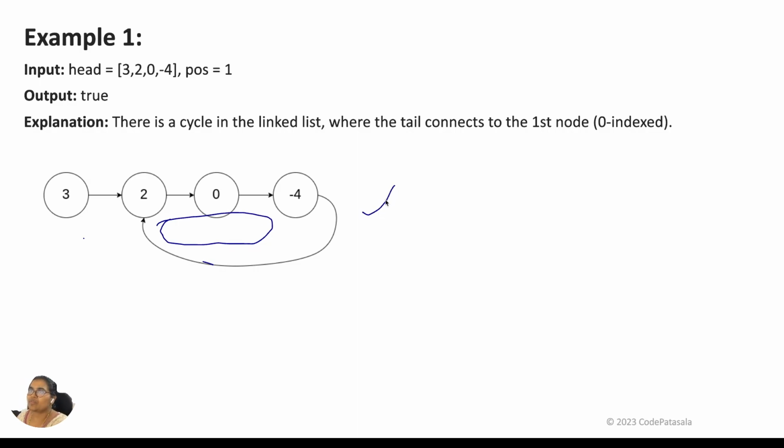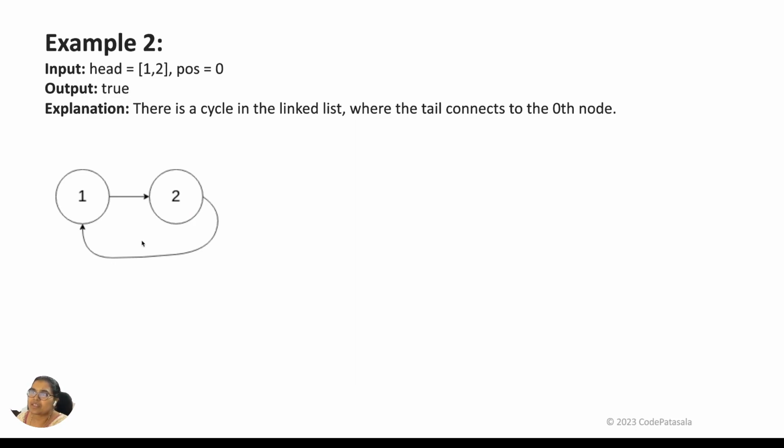Now if we look at the next example, here again there are two nodes. 1's next pointer points to 2, and 2's next pointer points back to 1, which again forms a cycle. Hence, this is also a cyclic linked list.